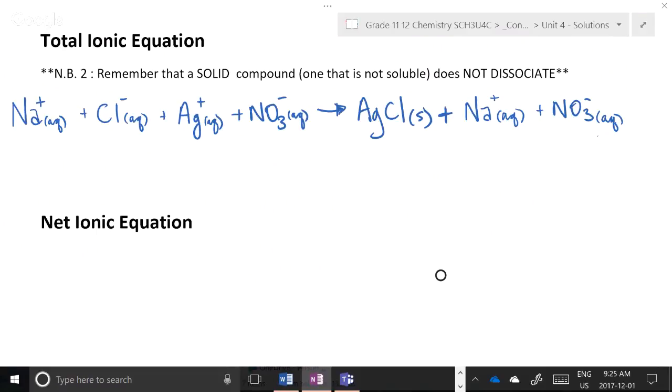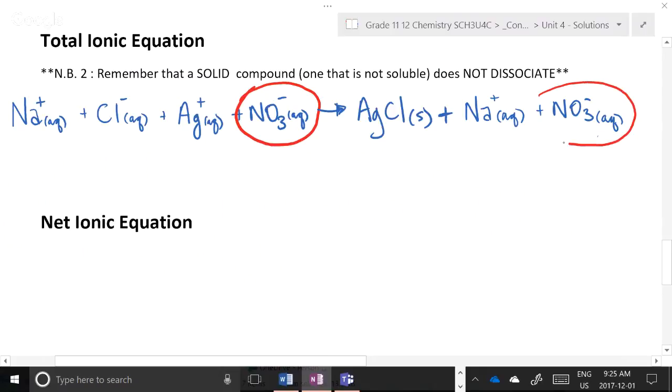Yes, ma'am. Just give me the one. So one of them is NO3. So if we look here, we have aqueous NO3 ions on the left. And over here, we have aqueous NO3 ions on the right. Do they change in this reaction? No. So anything that doesn't change in a reaction, we don't write in the equation.